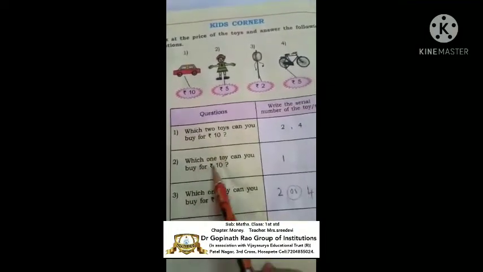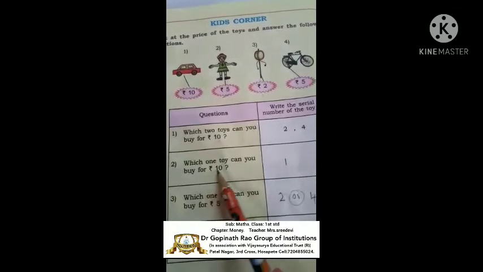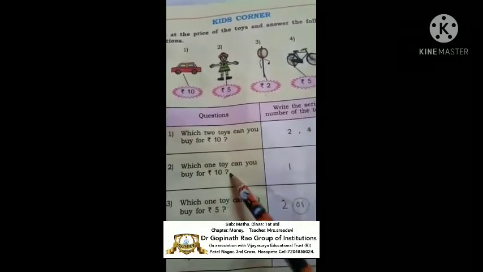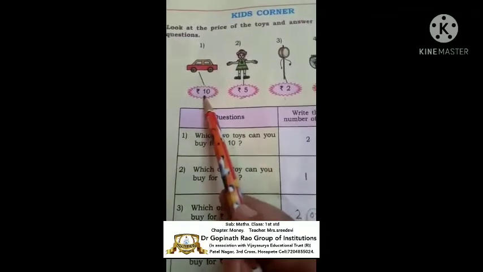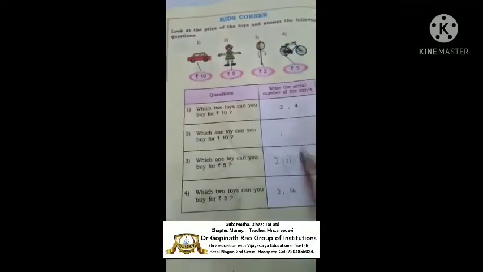Next one. Which one toy can you buy for rupees 10? Only rupees 10, only one toy they asked. So one toy, it is rupees 10. So I can buy the car here.